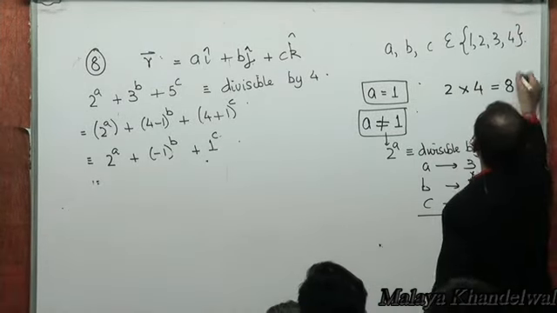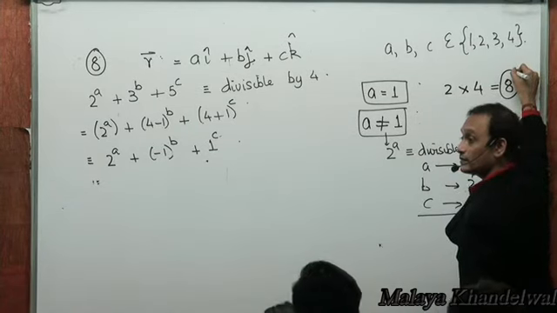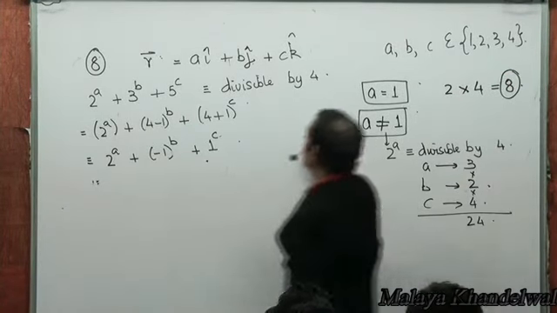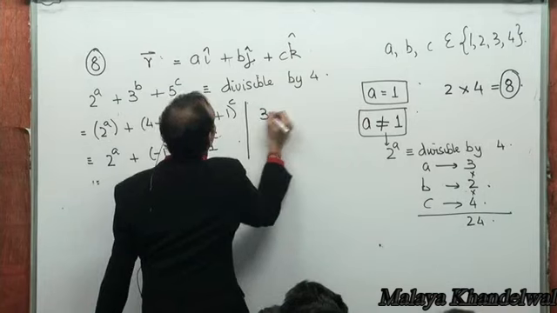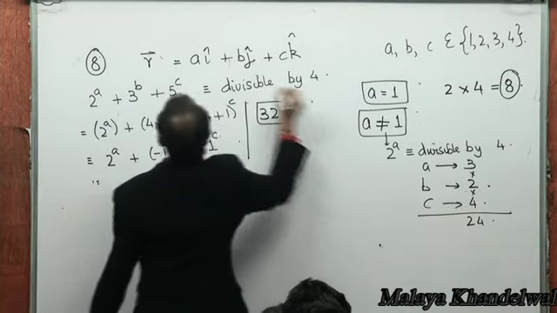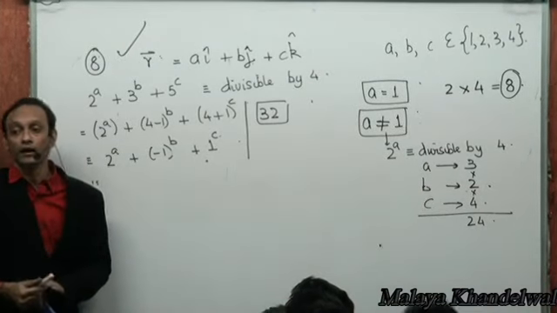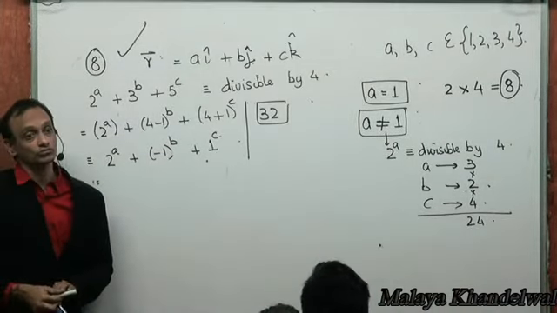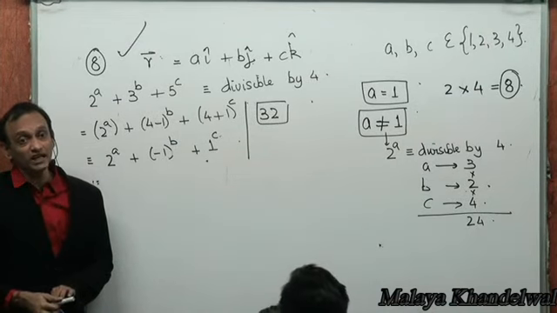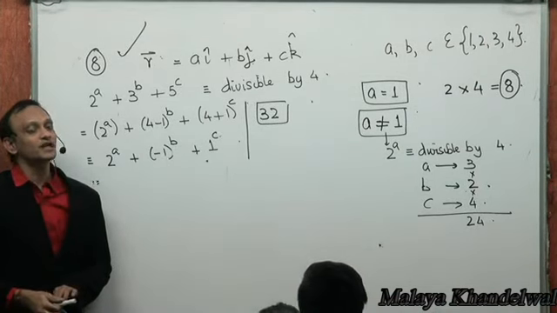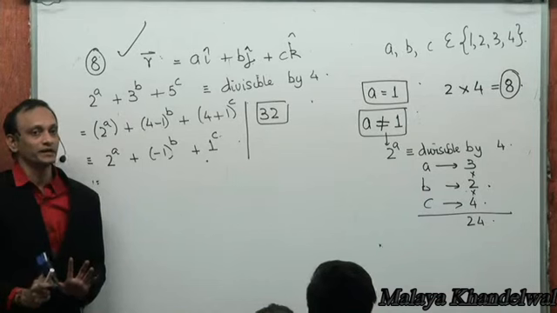Yes or no? So 24 plus 8, which makes it 32 cases. So there are 32 ways of selecting this position vector R, given the condition. Yes or no? Are you all okay with this? Ayush, tell me. I have no problem explaining it again if you want.